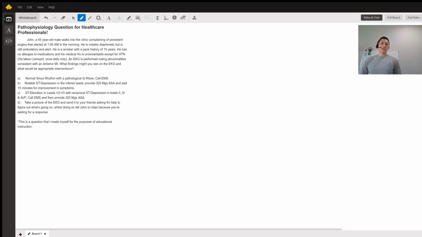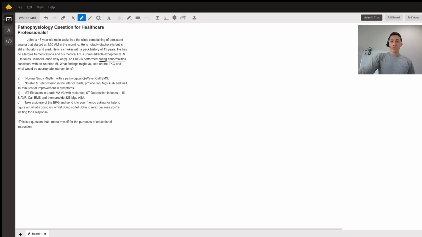Okay, let's take a look at A. Normal sinus rhythm with a pathological Q wave, call EMS. Well, let's see. So the EKG is noting abnormalities. Yes, we have a pathological Q wave, which could mean an old MI, or it could mean a current MI. But if it means a current MI, we're not necessarily going to have normal sinus rhythm. That's not going to be the case. We're going to have ST elevation with or without reciprocal ST depression as well. And we're going to go ahead and go through that.